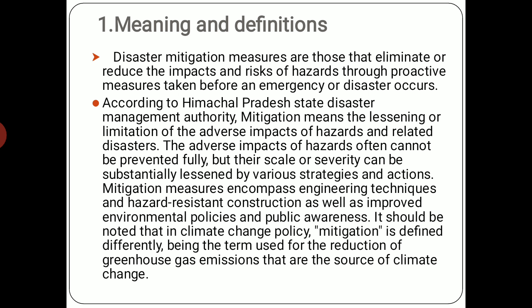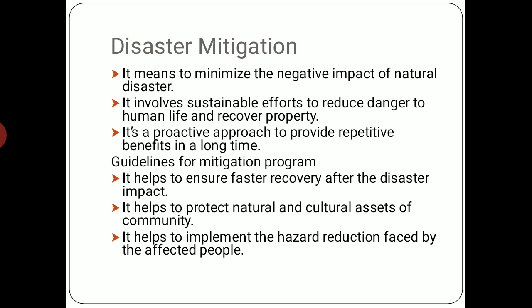Right? When it comes to the meaning of mitigation, we can say that mitigation is a kind of measure taken to minimize the negative impact of natural disasters. It involves sustainable efforts to reduce danger to human life and recover property. Disaster mitigation is considered a proactive approach which helps to provide repetitive benefits for a long period of time. This is what disaster mitigation or disaster management is all about. It takes care of these measures to see that the negative impact of natural disasters is minimized, right?